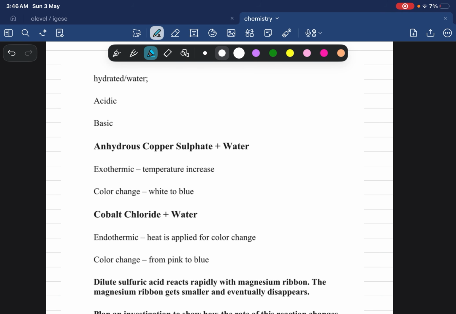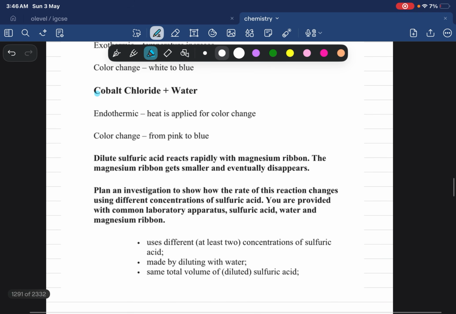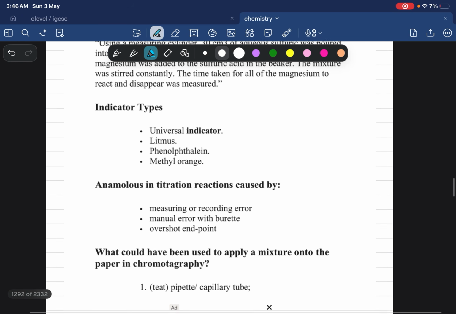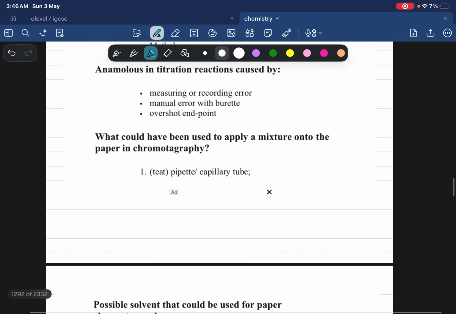Okay, if the composition of the salt is not clear, just mention general observations like hydrated acidic bases. Copper sulfate plus water, it's going to go from white to blue. Cobalt chloride, initially it's going to be blue in color. You add water to it, it's going to get pink. Okay. Types of indicator we know.